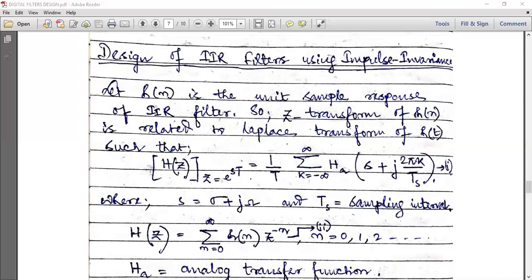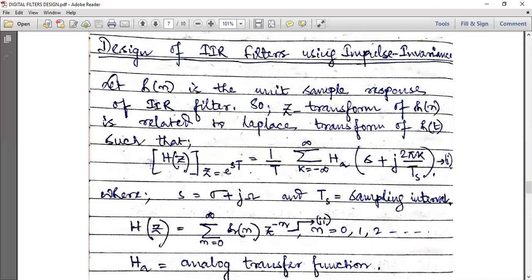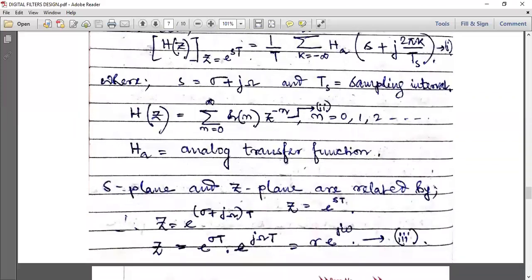Now, H(z) is obviously summation of n equal to 0 to infinity h[n] into z to the power minus n, where n equal to 0, 1, 2. And from the first equation, you see H suffix a. This H_a is the analog transfer function. Okay, H_a is nothing but the analog transfer function. Clear?